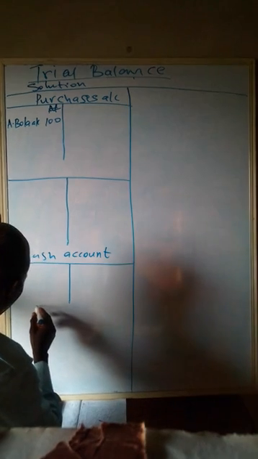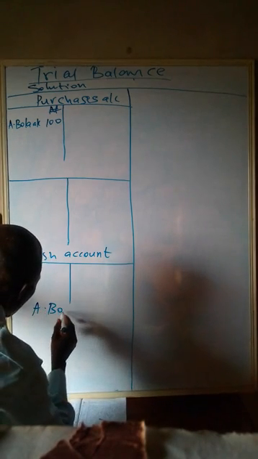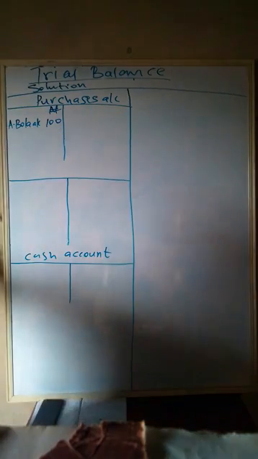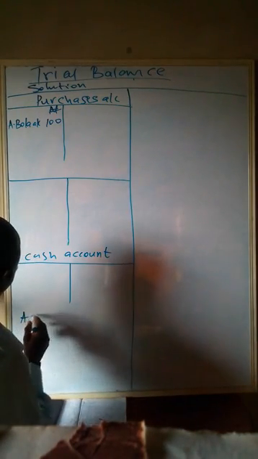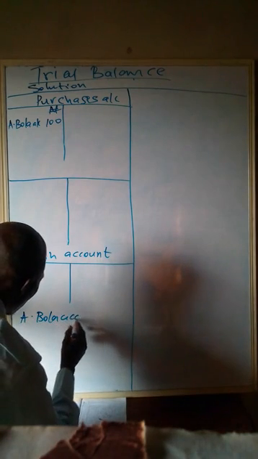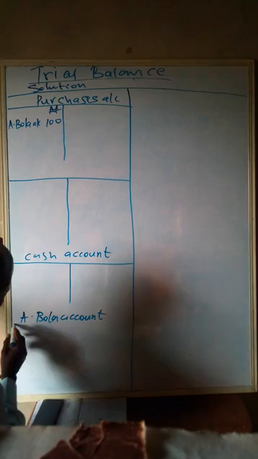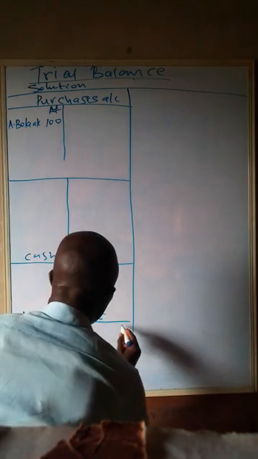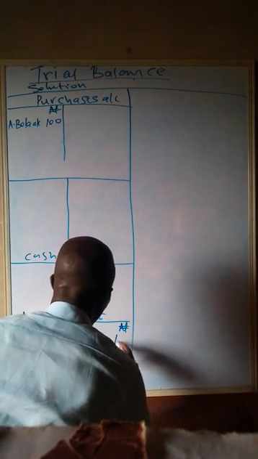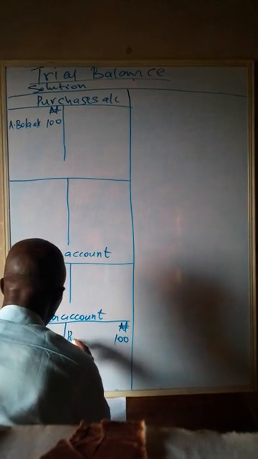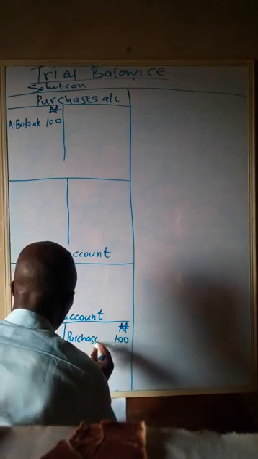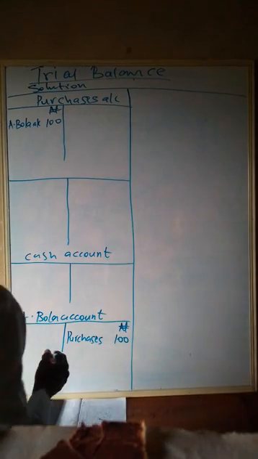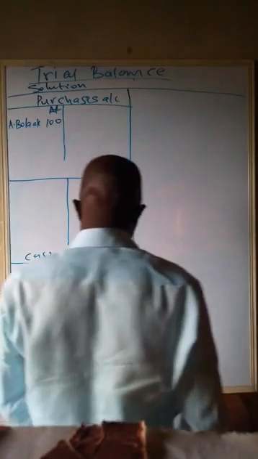Then I open Ebola's account. This space might not be enough. Ebola account. Ebola is giving out. That is a credit to Ebola's account with 100 naira, and this is the purchases account.